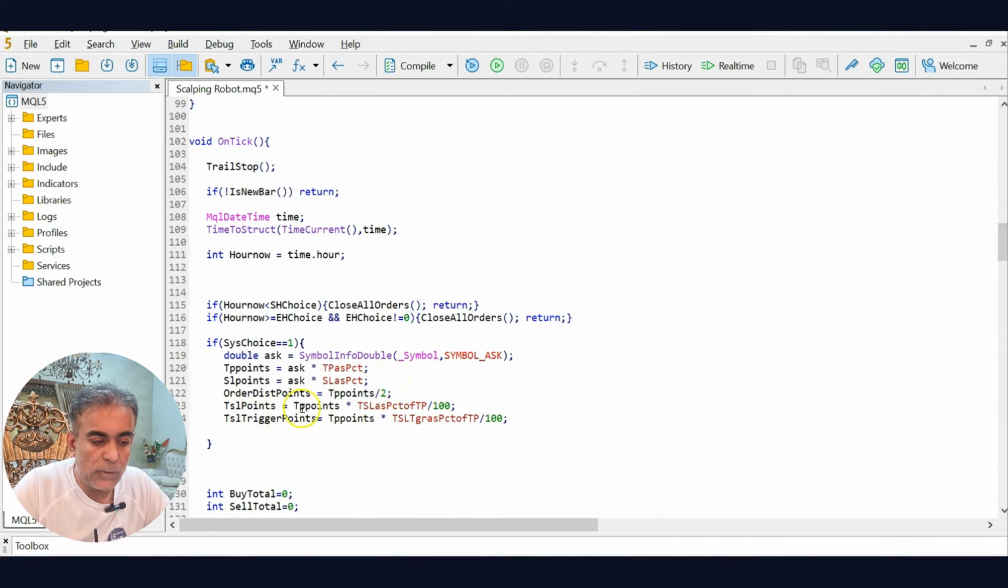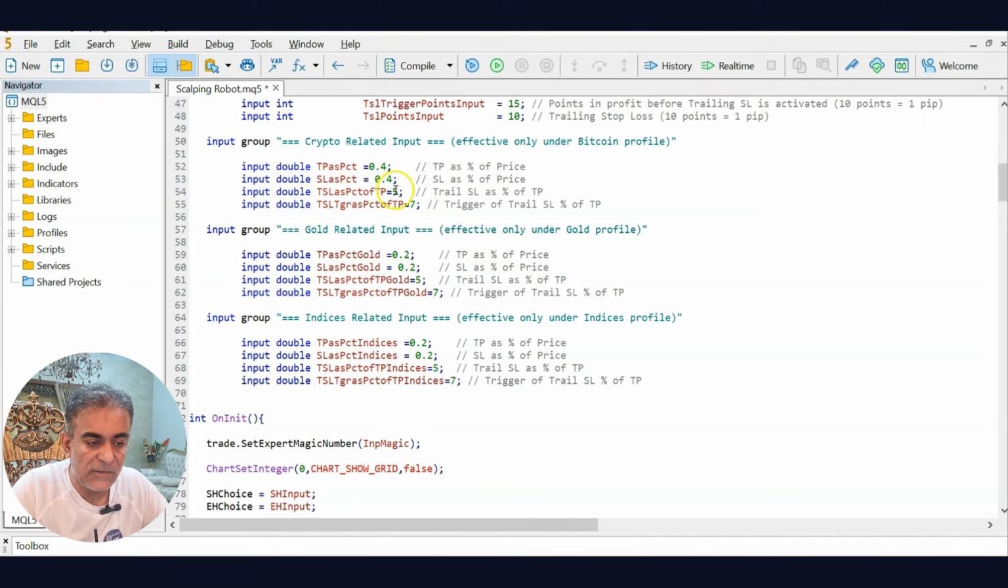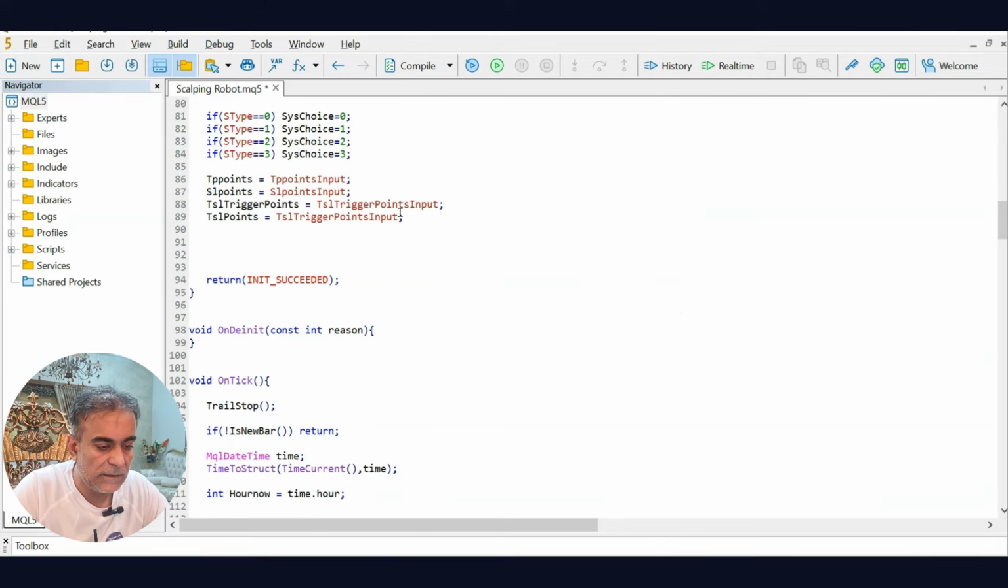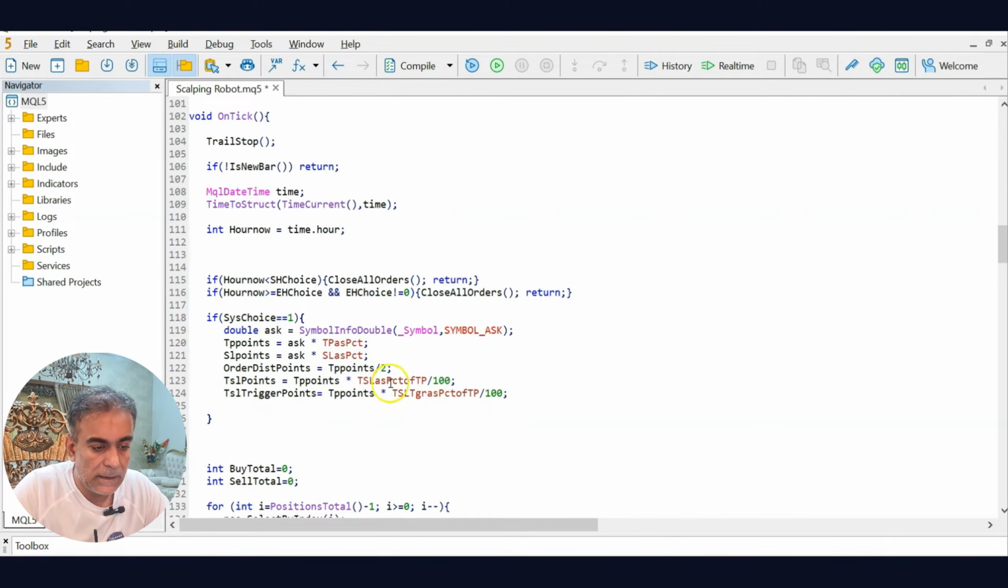Then for the TSL point, what we're going to do is, we have the TP points now, so we're going to multiply it by the TSL as a percentage of TP. So if the user has said that 5% of the TP is going to be my trailing stop loss and 7% of my TP is going to be my trigger of the stop loss, then we come down here and multiply that as a percentage, so first converting into a percent and then multiplying it by the TP points. So if the TP points were 600 and TSL as a percentage of TP is 10, then it's basically 60 points.